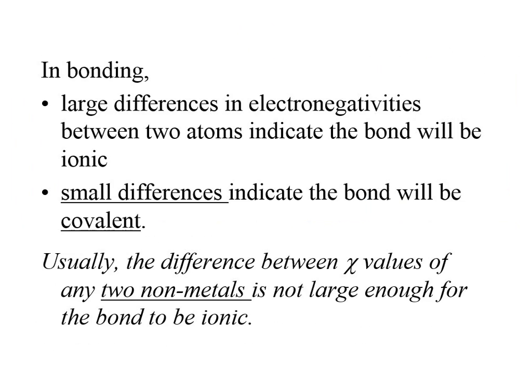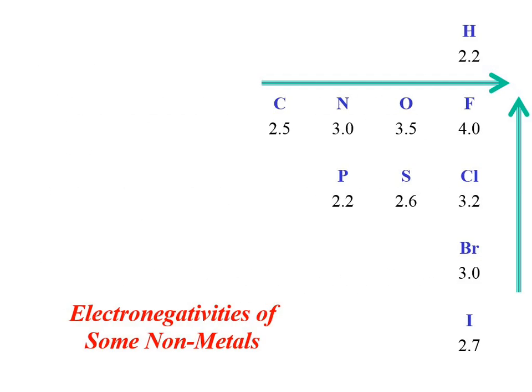Okay, then with regard to bonds, there are two types. And it's all about the electronegativity value of the atoms that are being bonded as to what sort of chemical bond you'll get. Large delta chis, large electronegativity differences, give you an ionic bond. Smaller differences give you a covalent bond. And these, again, are the Pauling electronegativity values for the nonmetals. Nice little jag there.